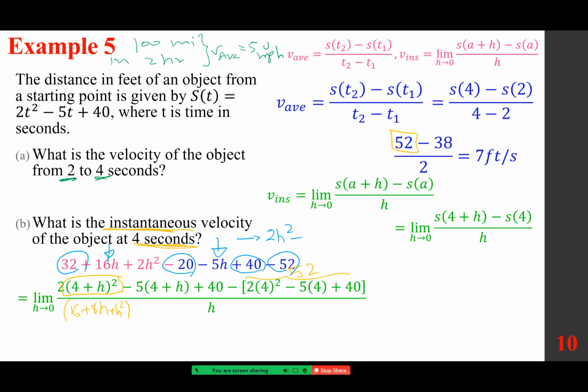2H squared plus 11H. And we factor out the H. So we have 2H plus 11 in the numerator. When we take a limit as H approaches 0, that means we are going to replace the H with 0 here. We get 11, and as always, we have to write the units, 11 feet per second.